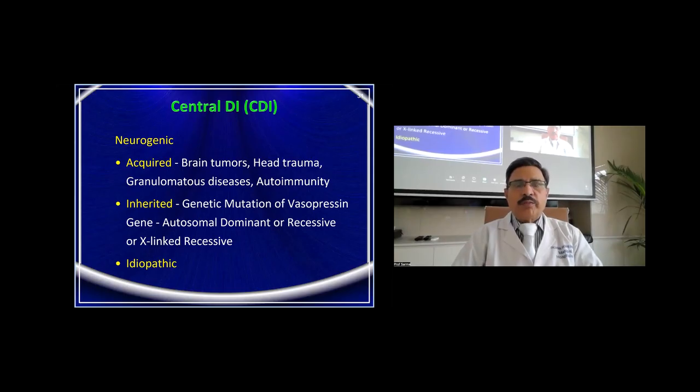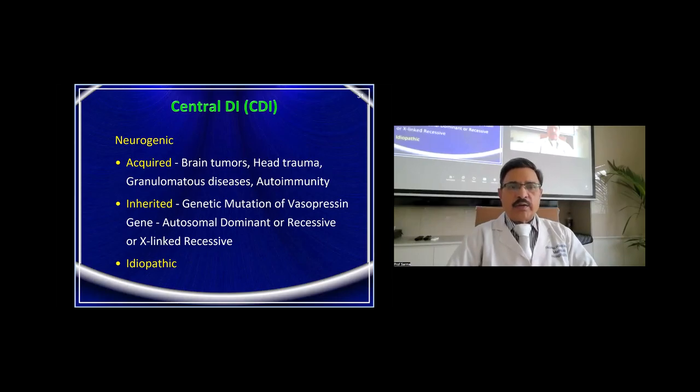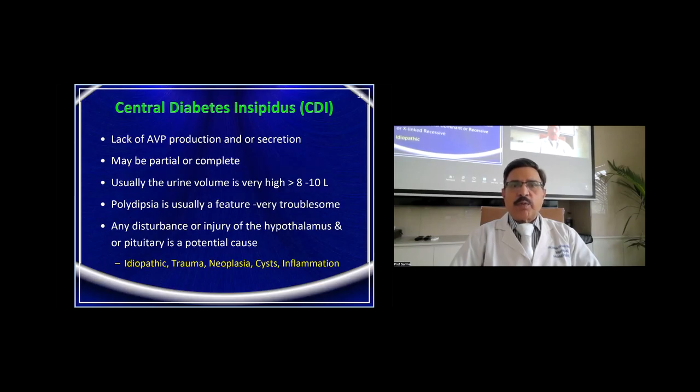So we know already now that central diabetes insipidus is more common, and in a very small proportion, around 5%, are inherited. 90% are acquired due to brain tumors, trauma, granulomas, meningitis, infections, autoimmunity, and all that, and a small proportion of idiopathy. Here, basically, the AVP production or secretion is not there. It can be partial and it can be complete.